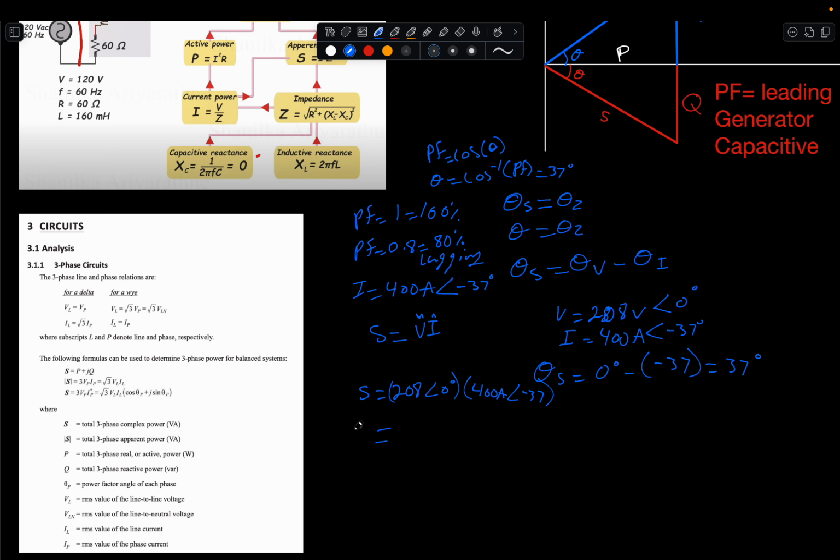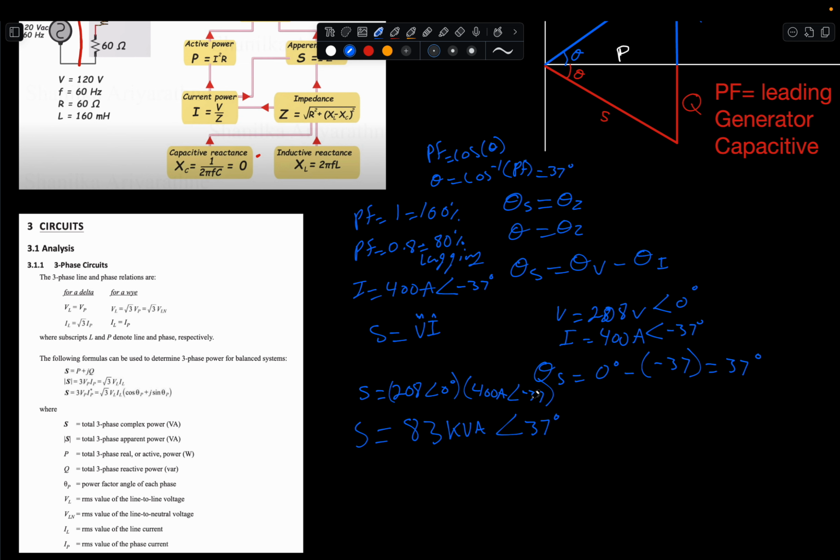So your answer here, let's see, what do we get here? 208 times 400 at angle 37. There you go. So I'm going to go ahead and convert this in the thousands. So we're dealing with, once again, rounding it off, 83 kVA at an angle of 37 degrees.